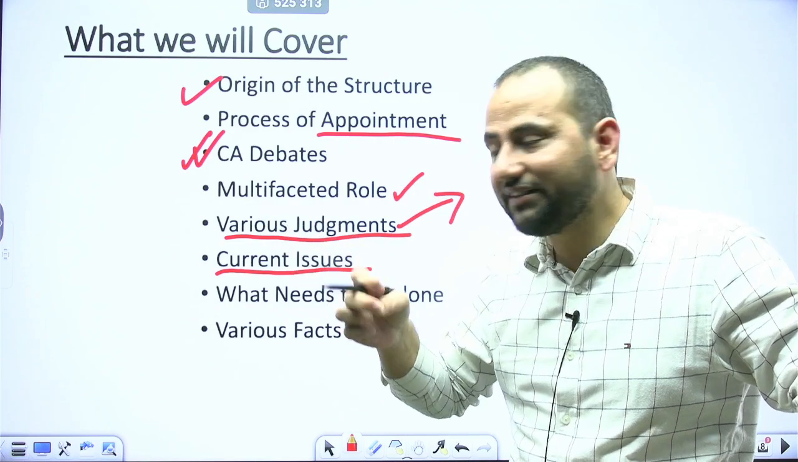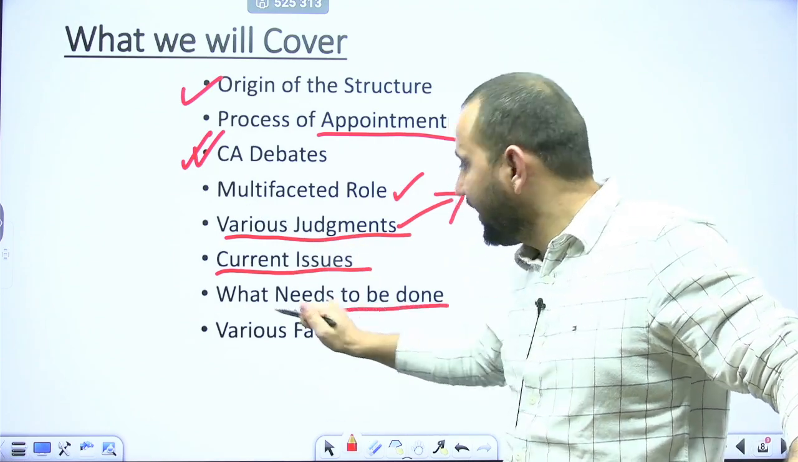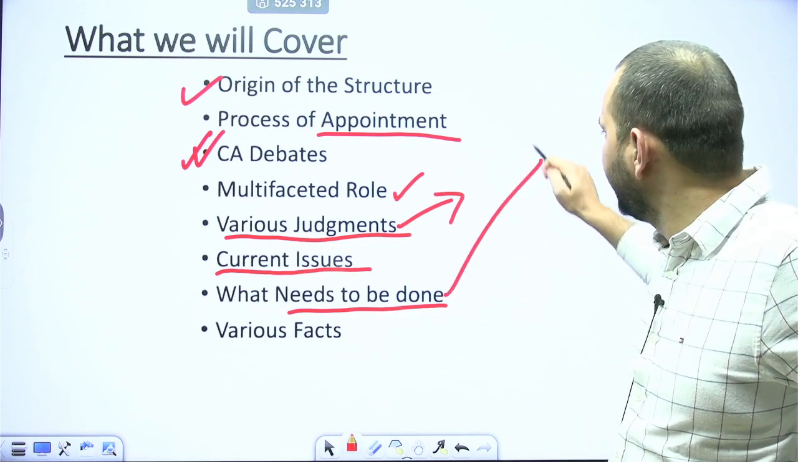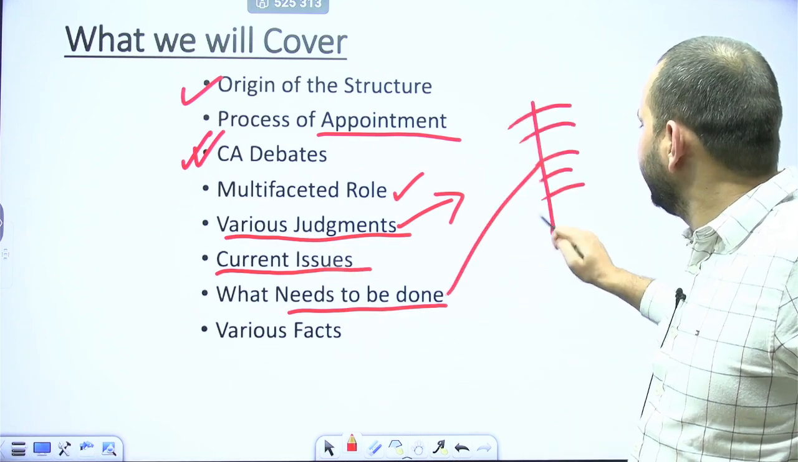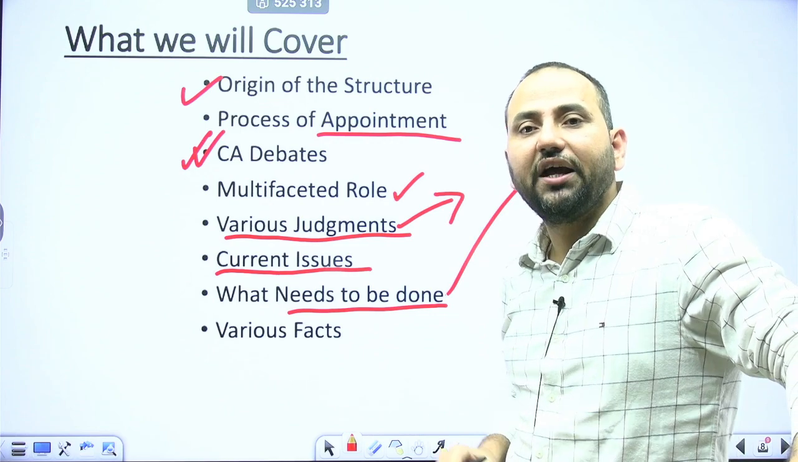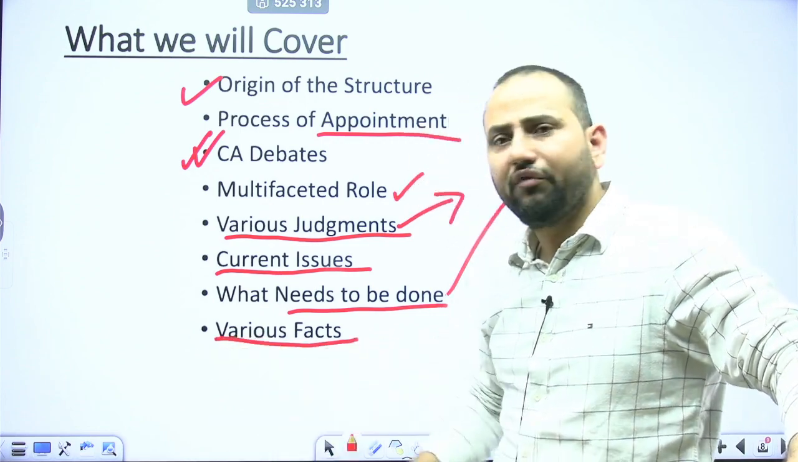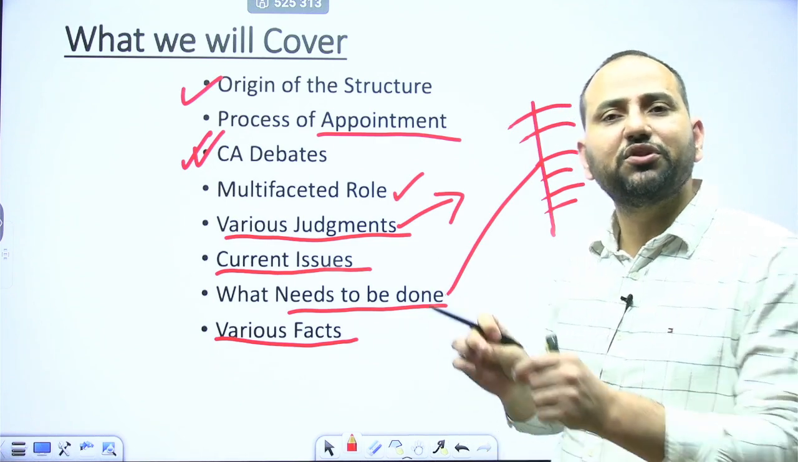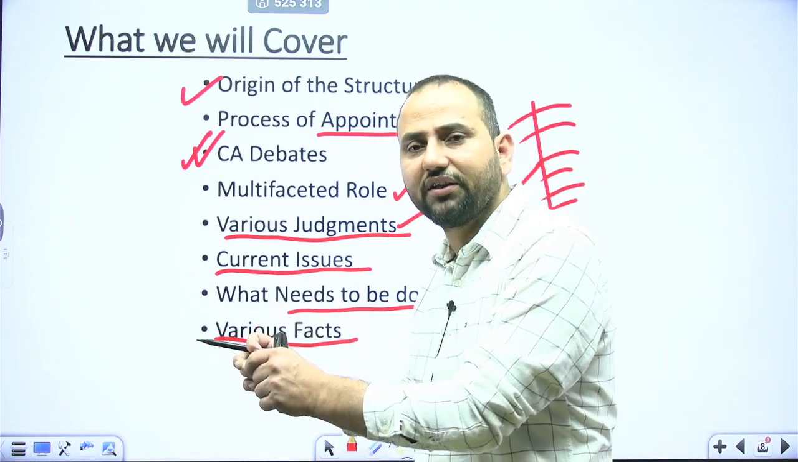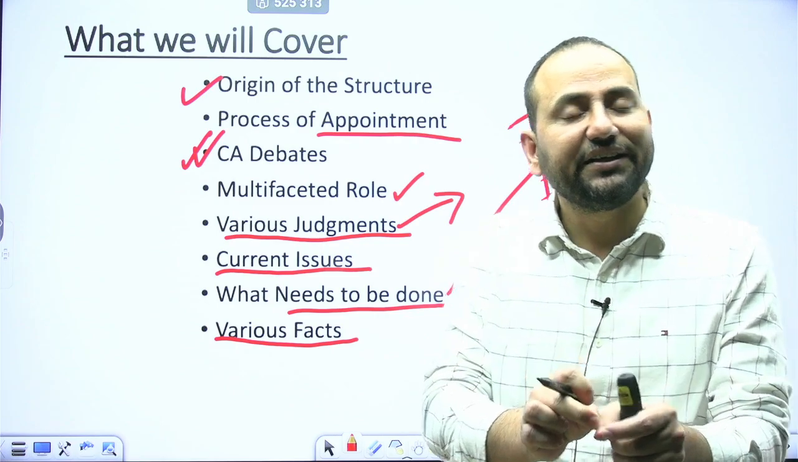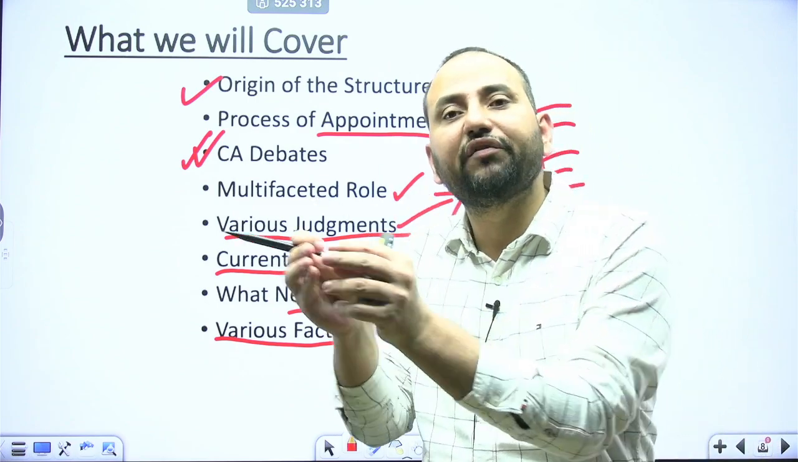Along with all these things, we have to understand what needs to be done. And in the section on what needs to be done, we can see various suggestions by different committees and commissions. And along with that, we have to see some facts. We cannot cover each and every concept associated with the office of governor, so we will also see at the end what else we need to do with reference to this system.